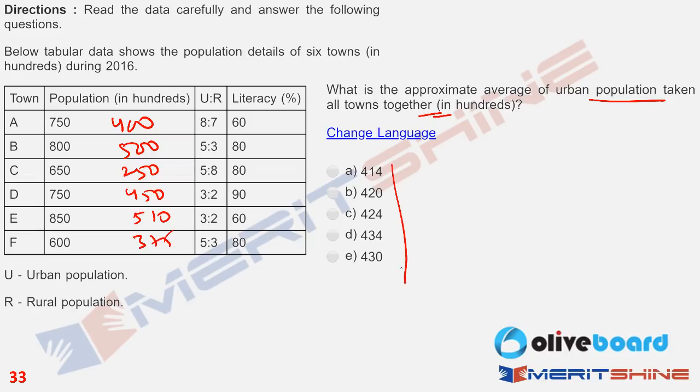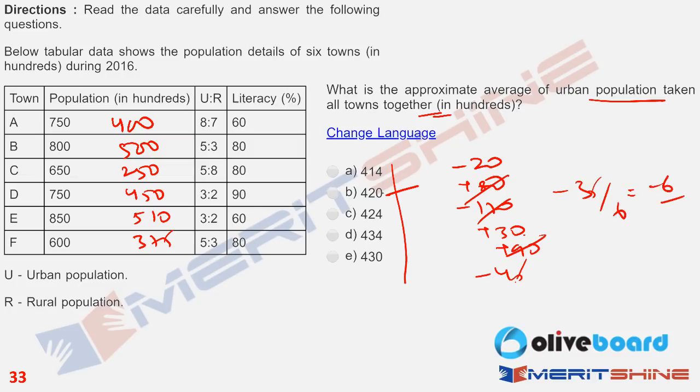Take any of the answer choices there, 420, and look at the deviations from there. So this is 400 means minus 20. This is plus 80. This is 420 means this is minus 170. This is 450 means plus 30. Right? 510, this means plus 90. How much am I getting in the last? This is 25 plus 20 minus 45. This is 170 and 90, 80 is gone. This is how much? Minus 65 plus 30 means minus 35 upon 6 and minus 6. So 420 minus 6 and around 414. That should be your answer.